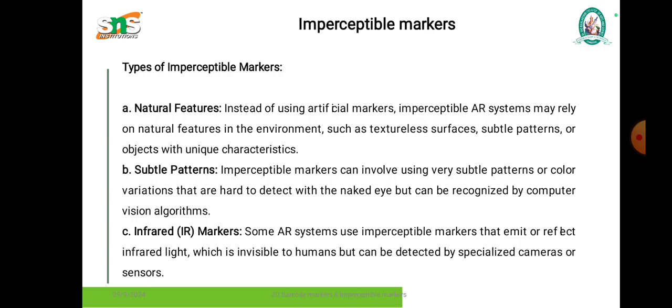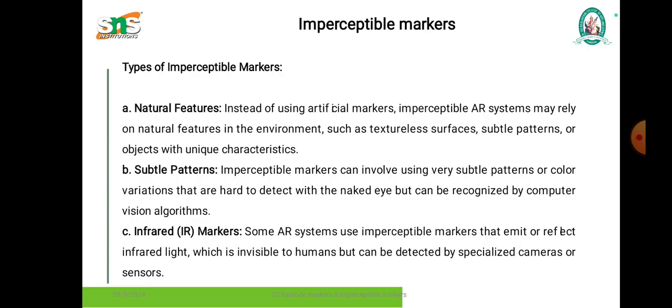And the second type is subtle patterns. Imperceptible markers can involve using very subtle patterns or color variations that are hard to detect with the naked eye, but can be recognized by computer vision algorithms.